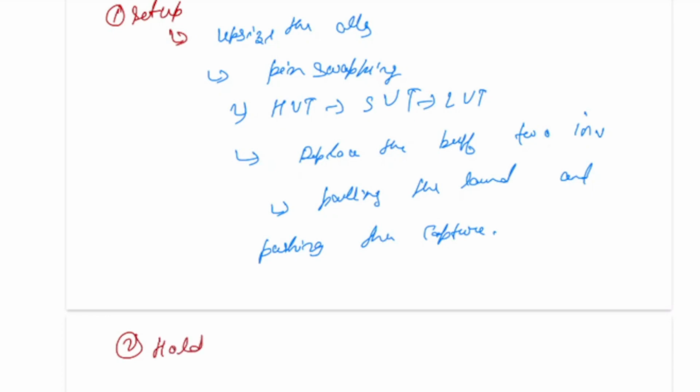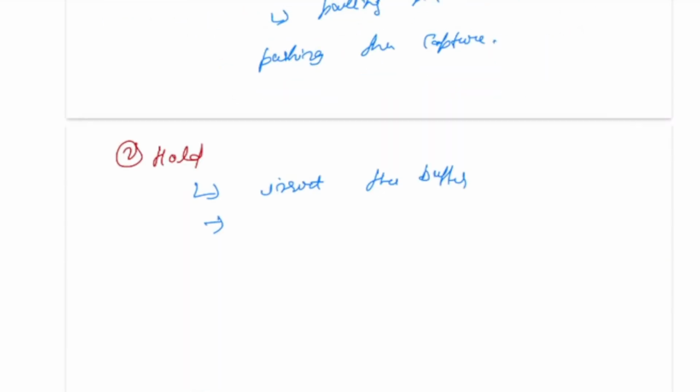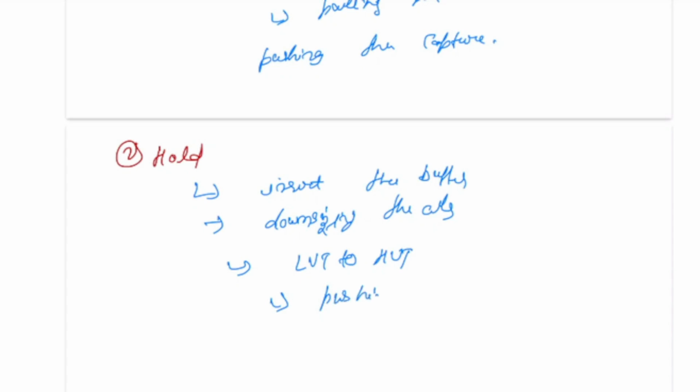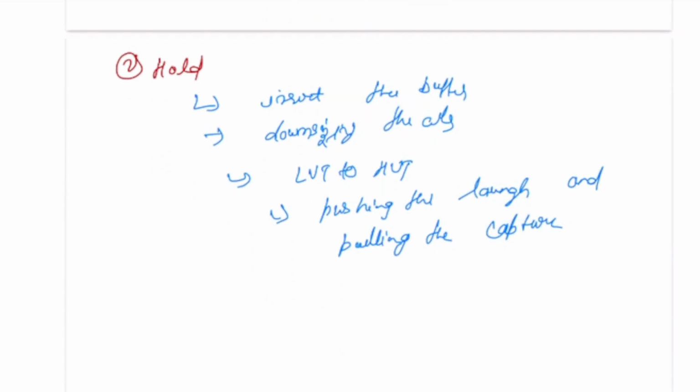And for hold: insert the buffer, downsizing the cells, LVT to HVT, pushing the launch, and pulling the capture. These are the methods we can use to fix hold violation.